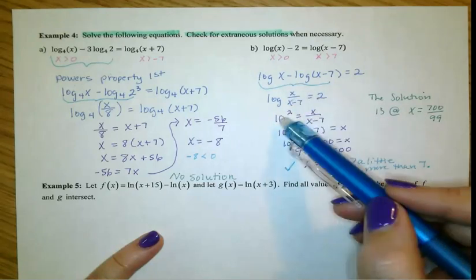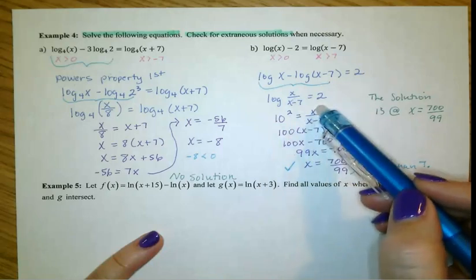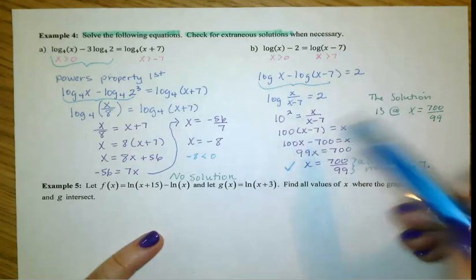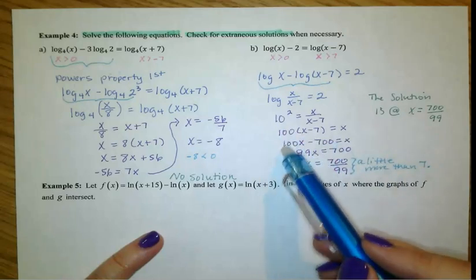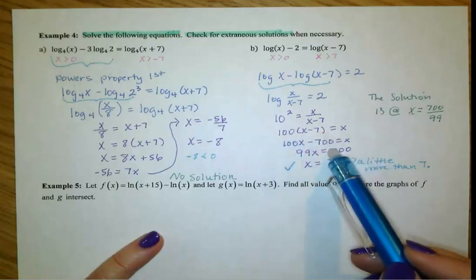So I get to this point. 10 to the 2 is 100. I need to get this out of the bottom so I can solve. So I'm going to multiply both sides by x minus 7, and so that gets me my x by itself. So when I distribute through here, I get 100x, and then 100 times the negative 7 is negative 700.